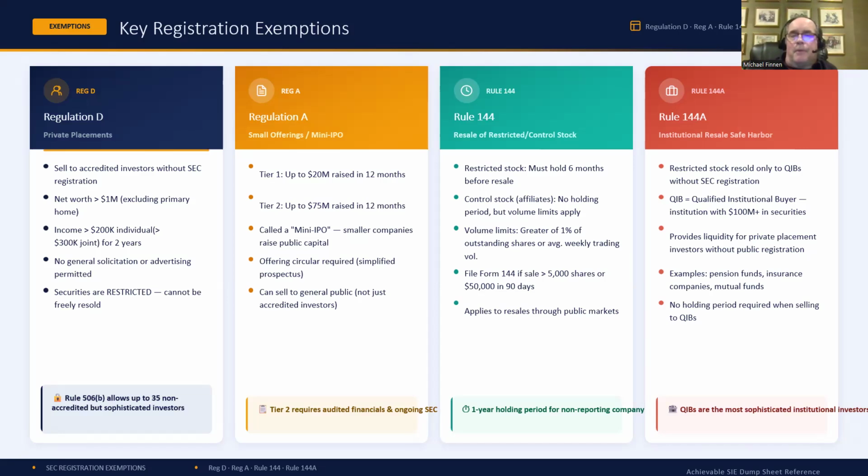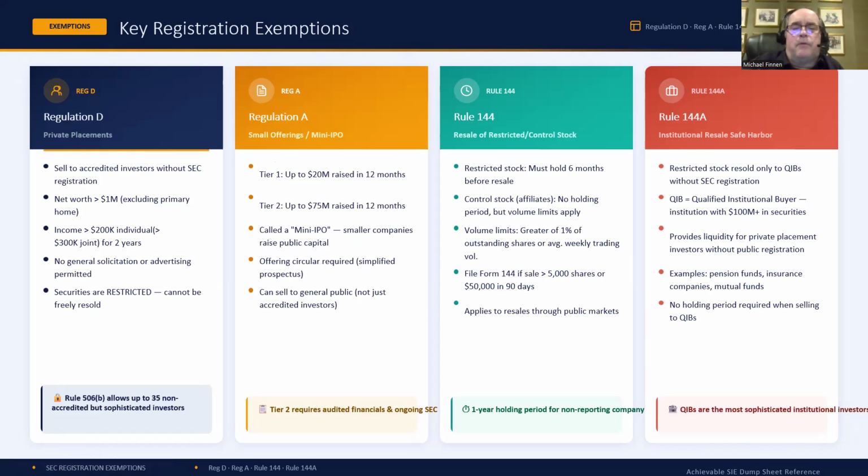So it doesn't sound like it, but tier one is $20 million raised in 12 months. That's a tier one Reg A. It doesn't sound like a small amount, but it is. Tier two is $75 million in 12 months. So the little IPO. But now here's a kicker with tier two. It's really a bizarre rule, crazy rule.